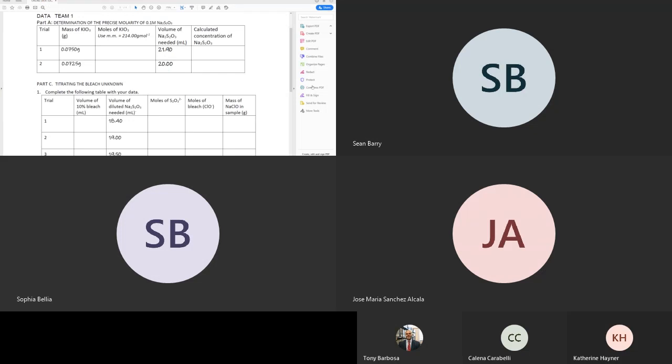We don't have a column for a volume of 10% bleach. Well, it should be the same for all of them. What was the volume that we're using, Katie? It's the same for all of them. If you don't have the column, that's not a big deal, but you need it for the calculations. It's just 10 milliliters, right? Oh, it's at the top. There we go.